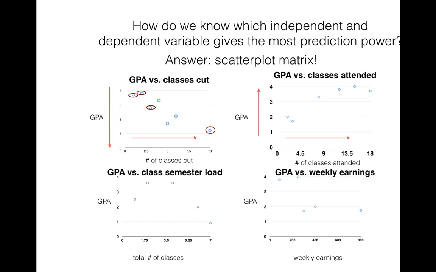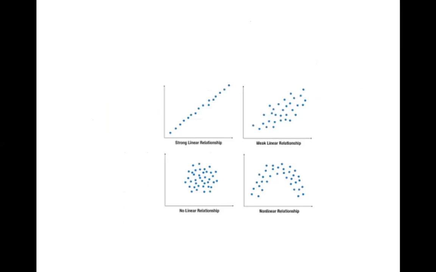Okay. So if we're looking at millions of all these different scatter plots, how do you figure out which one is the best one to use? And the answer is right here on the next slide. What we want to do is find the scatter plot that's the closest to forming a straight line. If we do, it's called a strong linear relationship.